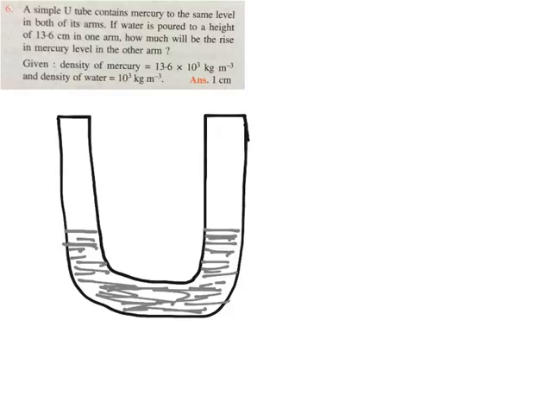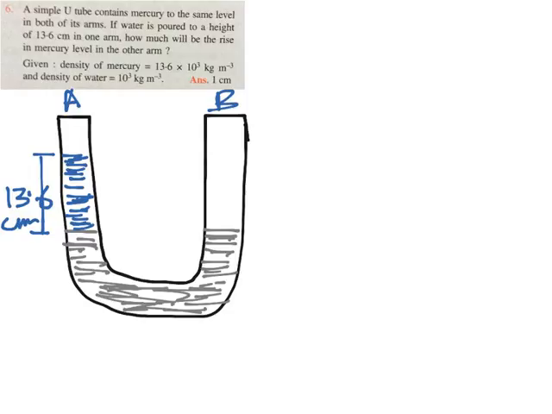Then what we have done is poured some water on one side. Since water is lighter than mercury, it will float on the mercury. It will not go into the next arm of the tube. This might be arm A and this might be arm B. And the height that's given is 13.6 centimeter.